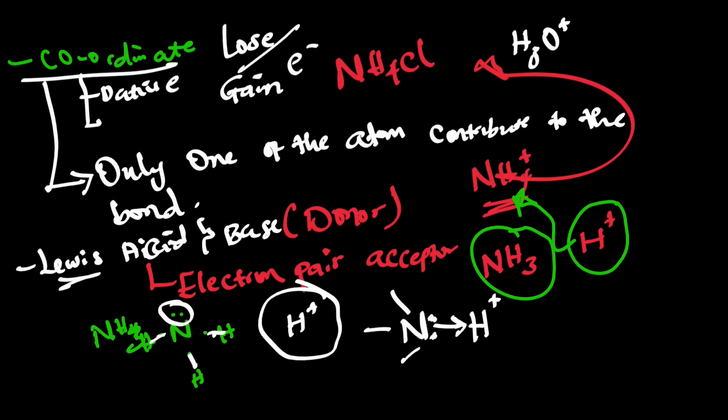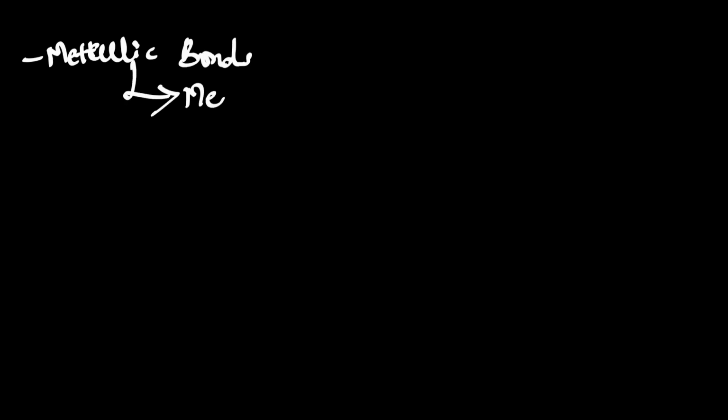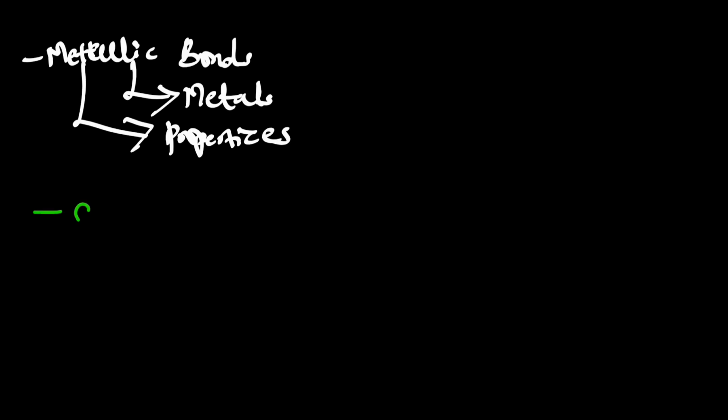Let's have a quick revision on what we treated so far, then we come to the end. Metallic bonding occurs where? In metals, and it accounts for most of the properties.